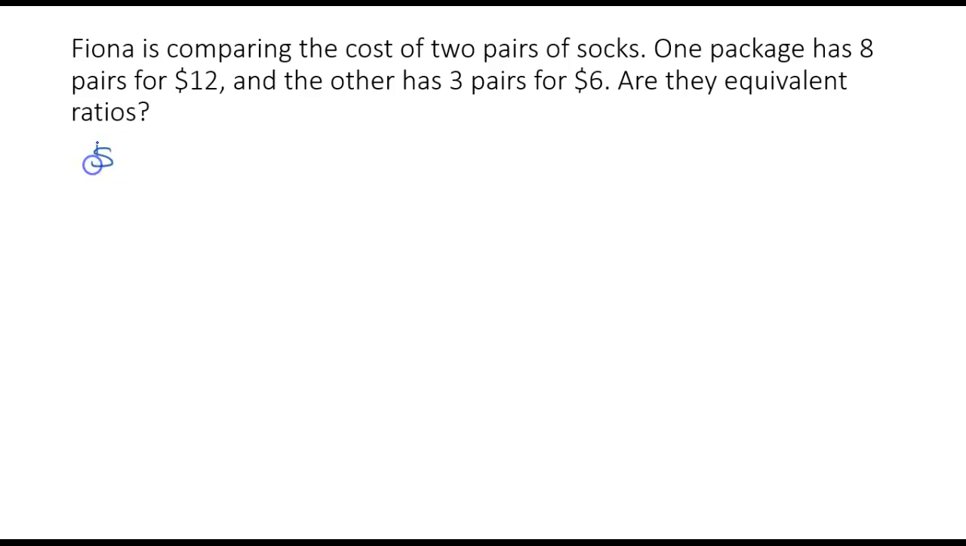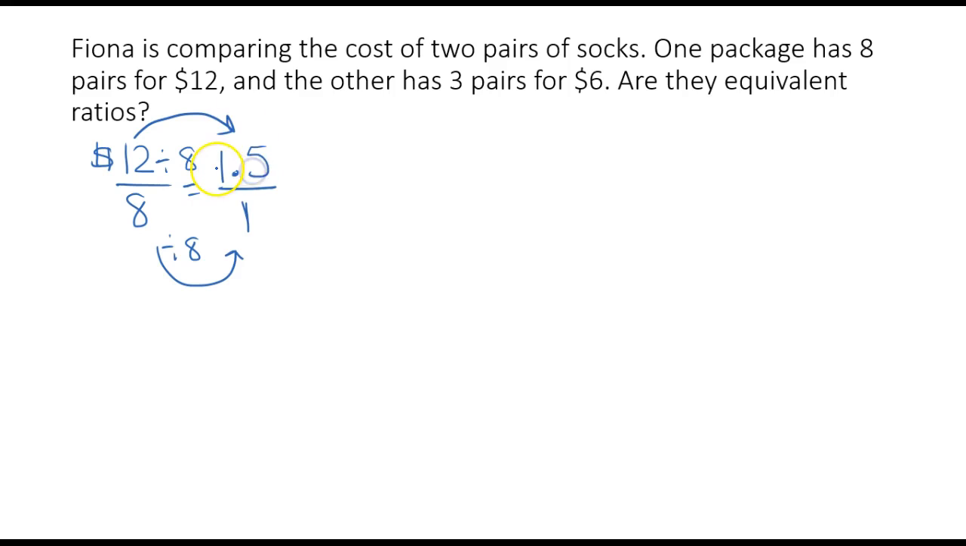Come on. So, $12 for 8 pairs equals something over 1. We're going to divide by 8. Ooh, this is going to take a calculator. Dividing it by 8. So, I know it sounds weird, but when we do this, we're going to do 12 divided by 8, and we get 1.5. And I'm going to keep it as a decimal up here because this is one of those things, all I'm doing is comparing. Are they the same? Yes or no?